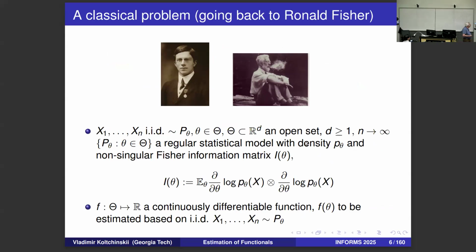Fisher was looking at what we now call a regular statistical model. He cared about certain regularity properties. Regularity basically means that we can define what we now call the Fisher information matrix. So there is enough smoothness in the model that allows us to define the score function and the covariance of the score function, which is called the Fisher information matrix in statistics, and we want the Fisher information matrix to be non-singular. This is usually part of standard regularity assumptions in statistics.